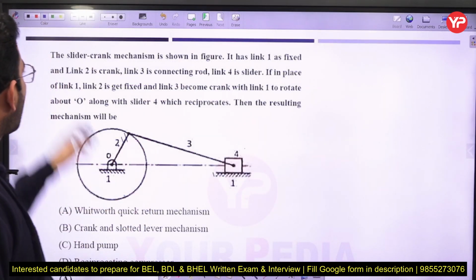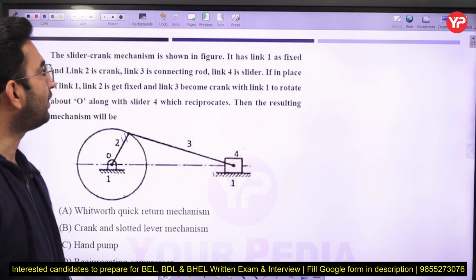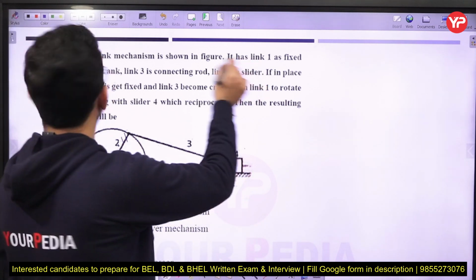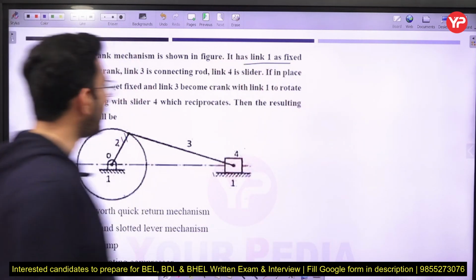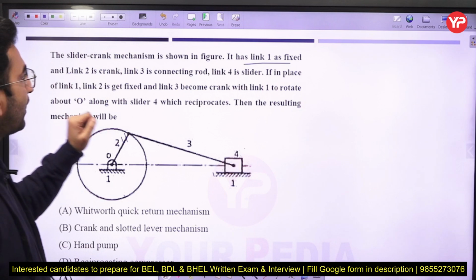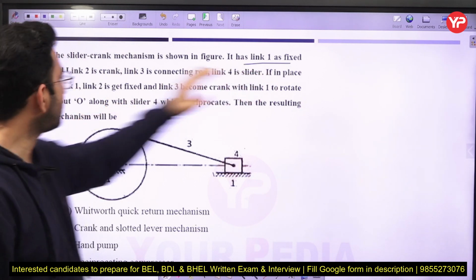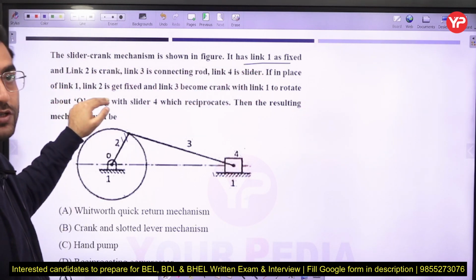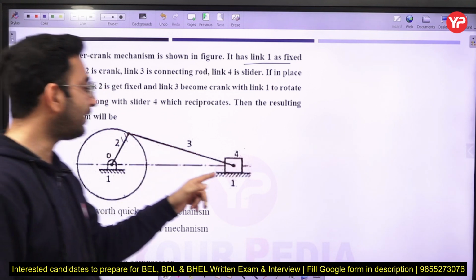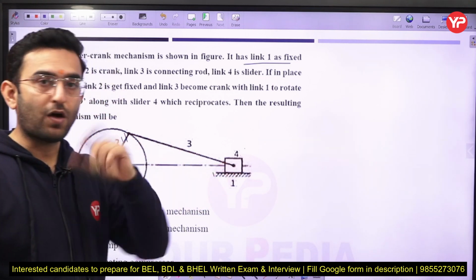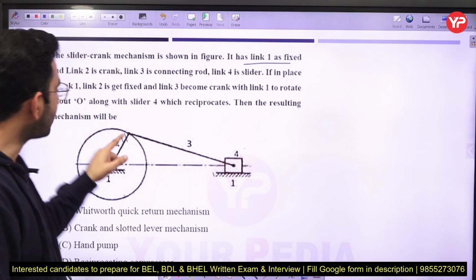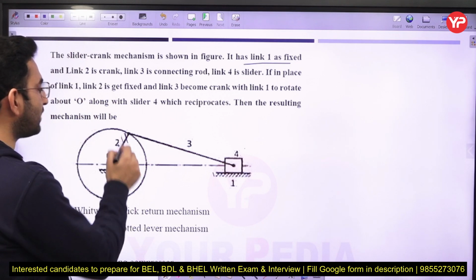Now just see the next question. In this question, what is asked? The slider crank mechanism is shown in the figure. It has link 1 as fixed. Link 1 is fixed and link 2 is a crank here. Now if in place of link 1, link 2 is getting fixed, that means initially we have link 1 fixed, but now instead of 1, we are fixing link number 2.